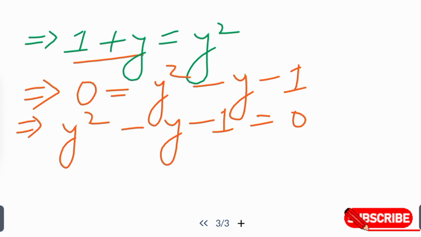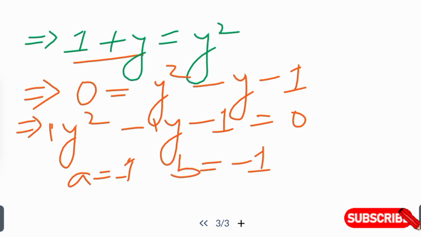Like in India we call it Sridhar Acharya formula. So for this, here is no number means 1, here also no number means 1. So a equals to 1. All right, b equals to this one, minus 1. And c equals to also minus 1. All right, now let's move forward. Now we'll apply the formula here.